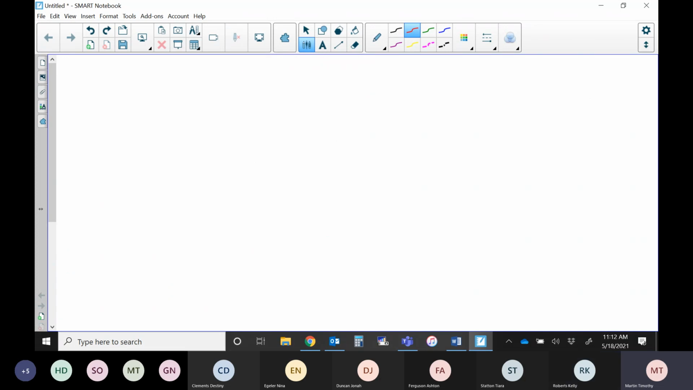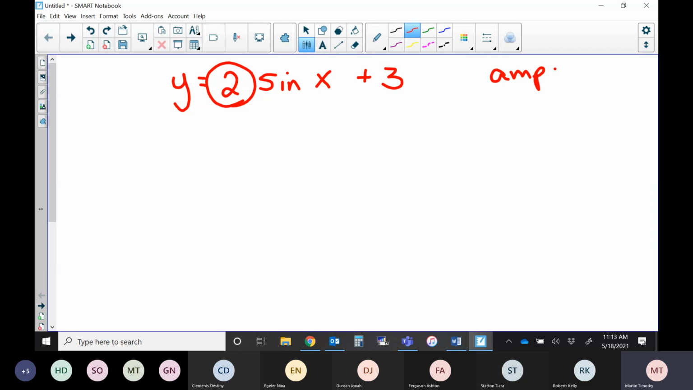All right, so now let's apply one more thing. So that was the phase shift. Now what happens when we have this? That is still going to affect my amplitude. So my amplitude is going to be 2.